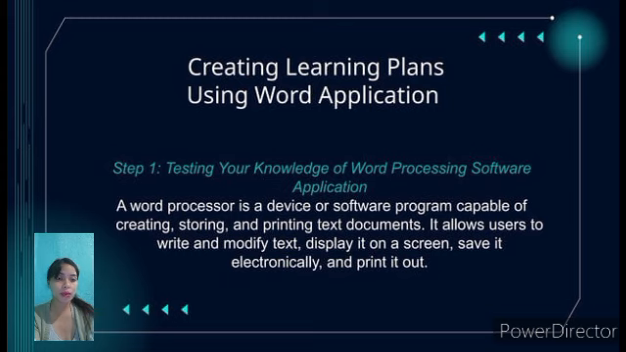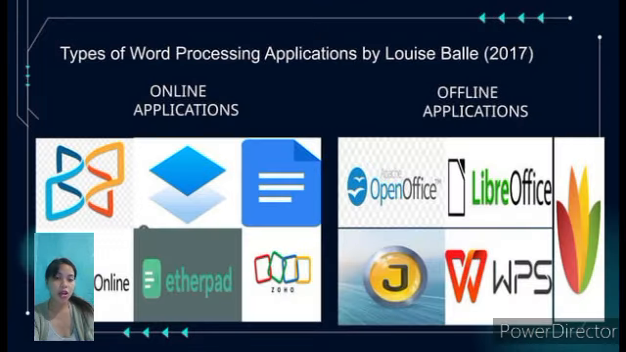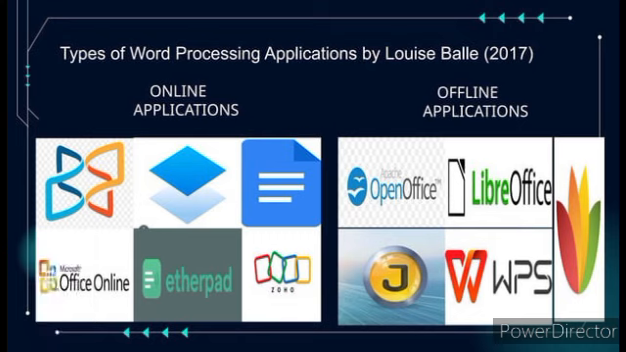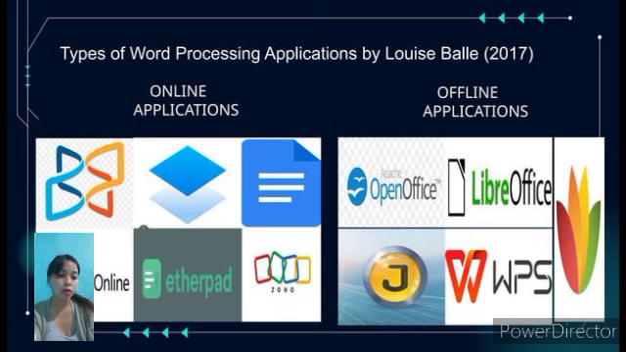So here are the types of word processing applications according to Louise Bale 2017. In the first picture, we have the Sudo application, which is used for viewing, annotating, and working with PDF files across all platforms and devices, whether we are browsing the web, reading an email or book, or reviewing contracts or schoolwork. So you can now use it to access a PDF file on any type of your devices. And that is the Sudo application that we can see on the screen.